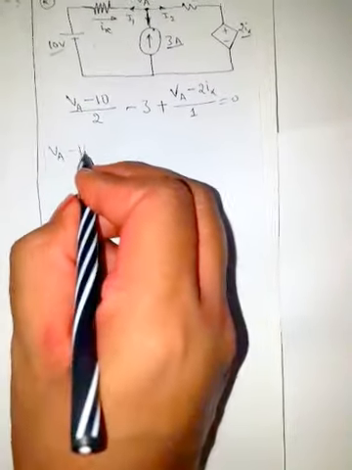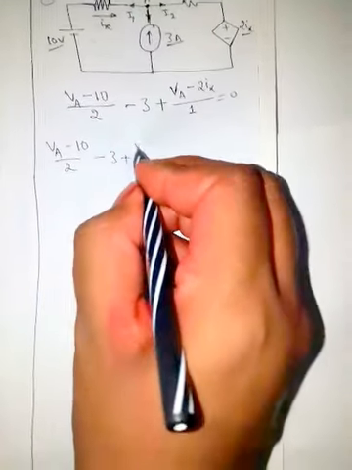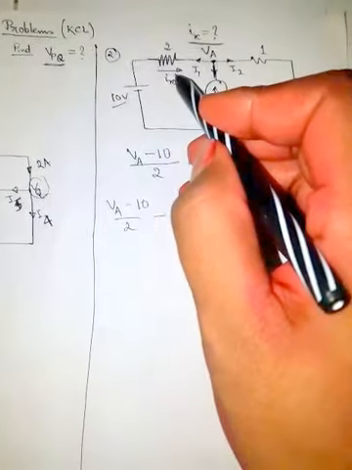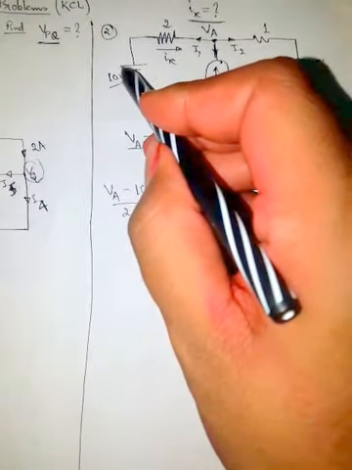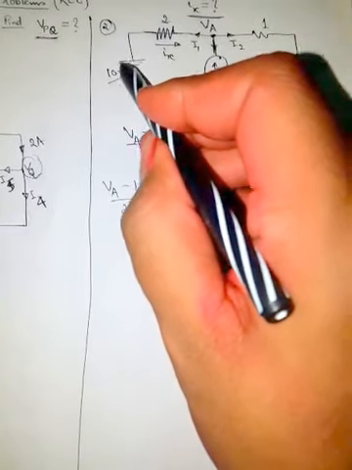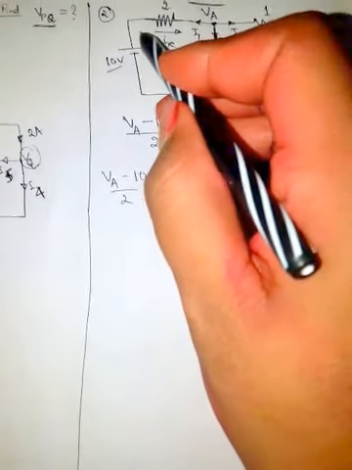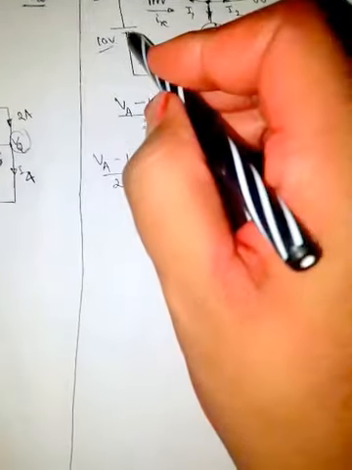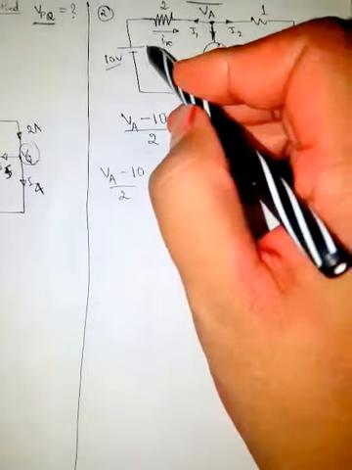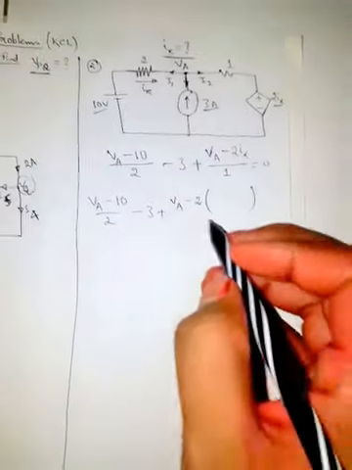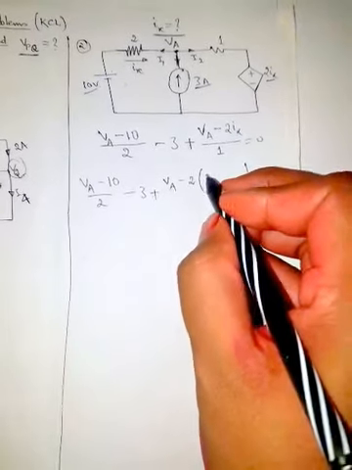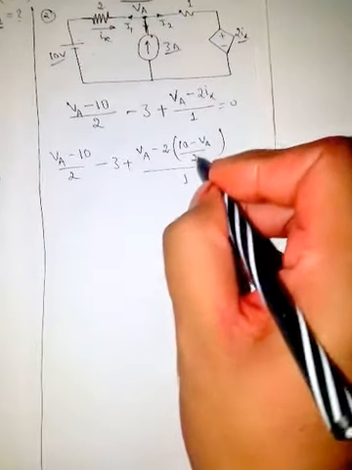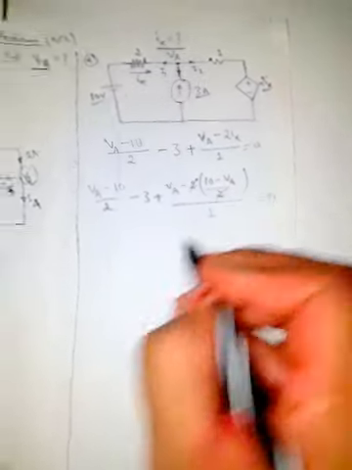Now VA minus 10 by 2 minus 3 plus VA minus 2 into Ix. Now find out Ix. Ix is flowing from the 10 volt voltage source through this 2 ohm resistor, that is, the current is flowing between these 2 points, here 10 volt and here VA. So 10 minus VA by 2 will be the value of Ix. So 2 into 10 minus VA by 2, divided by 1. This 2 gets cancelled, equal to 0.